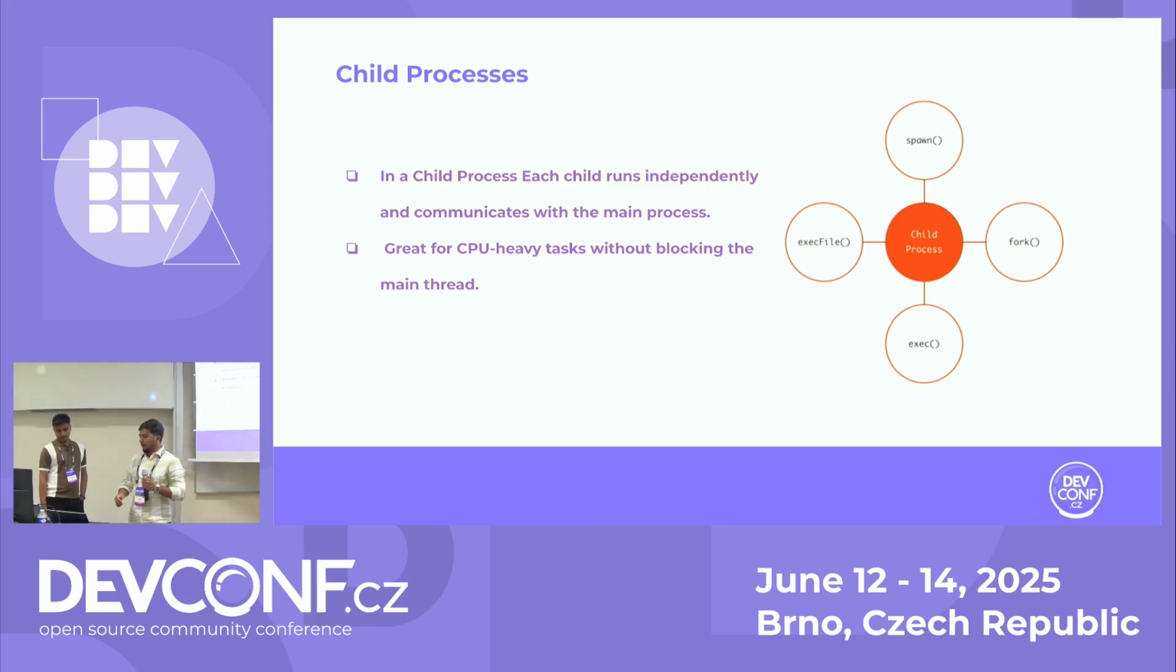So it is not feasible for heavy operations, but some minimal operations like running a script or even synchronous file writing are handled via child processes. And it can be achieved with four methods: spawn, fork, exec, and execFile. All of these methods are responsible for child processes.